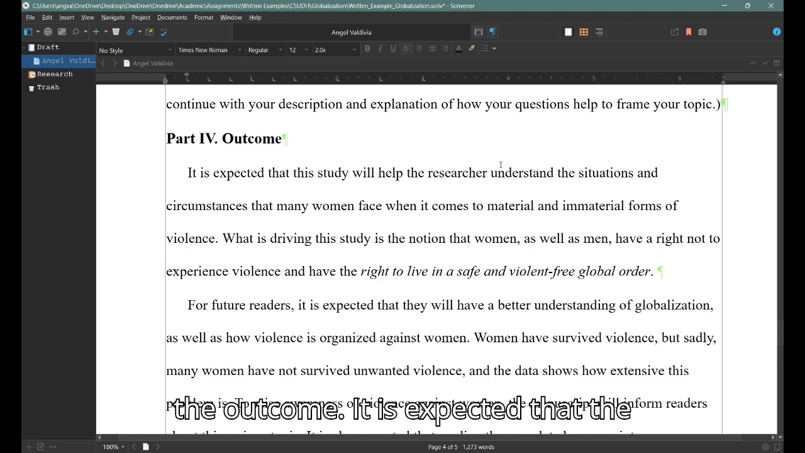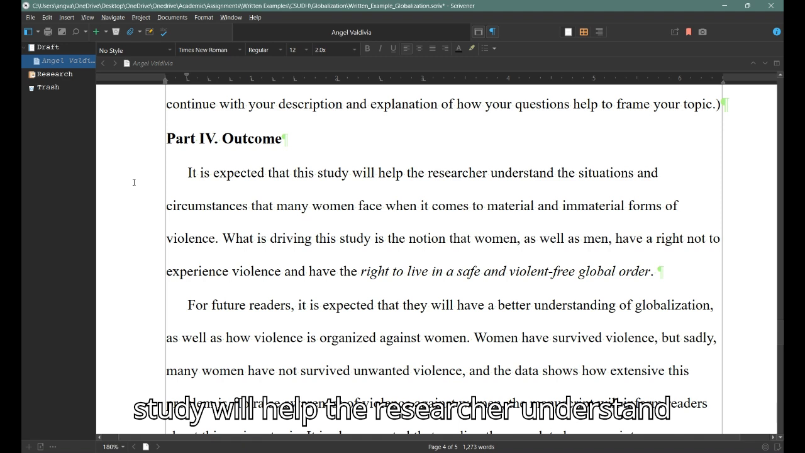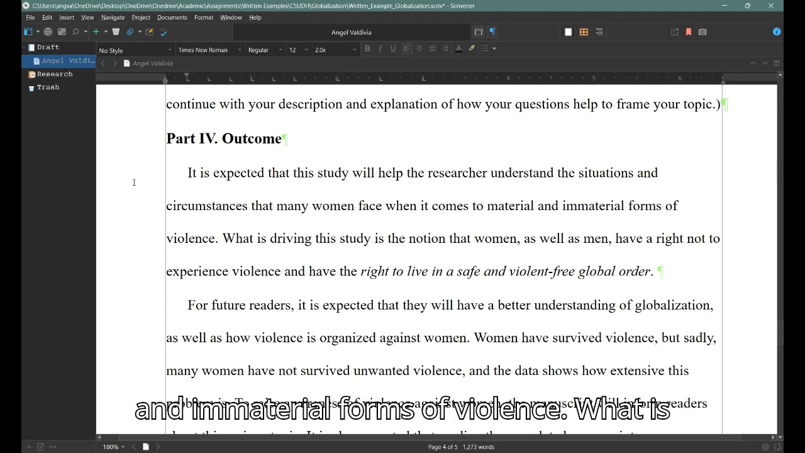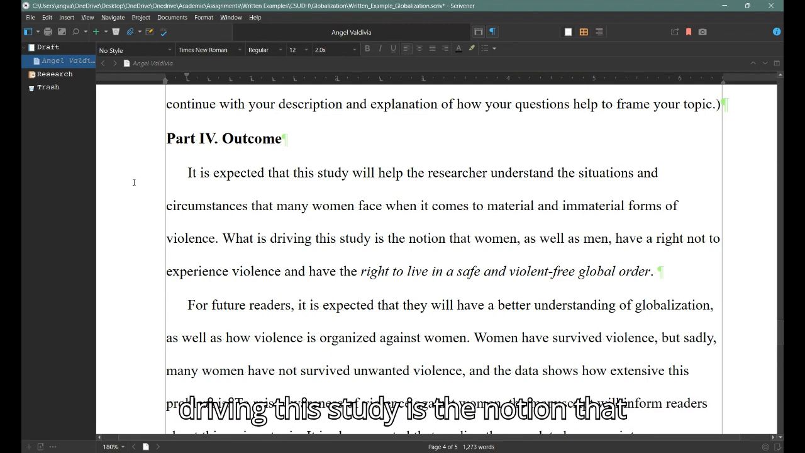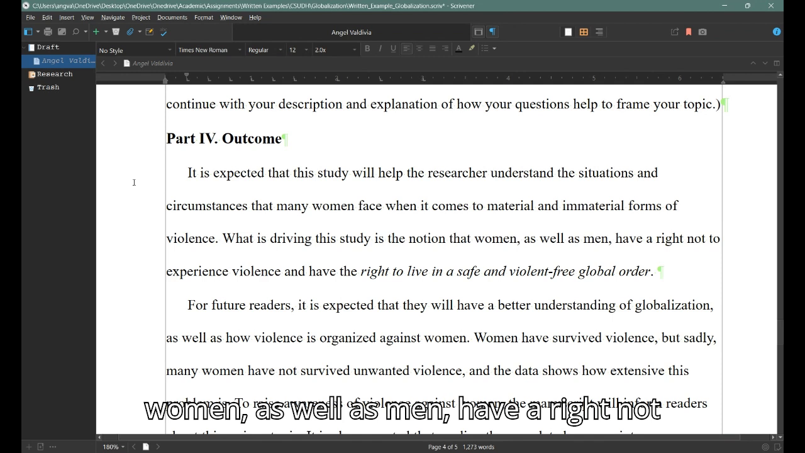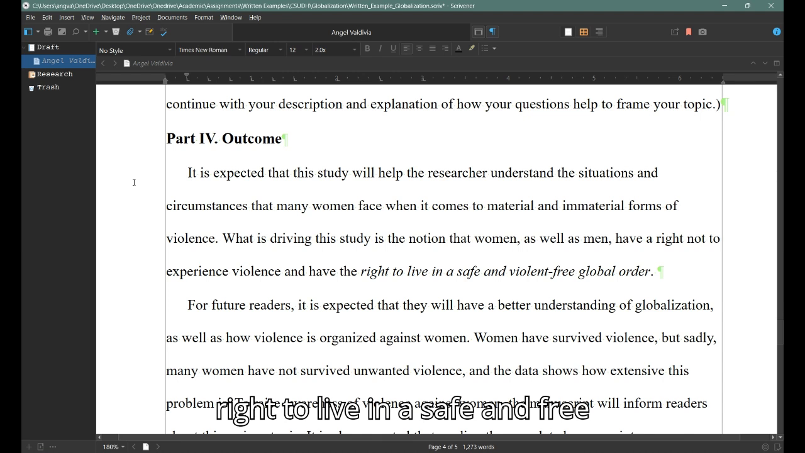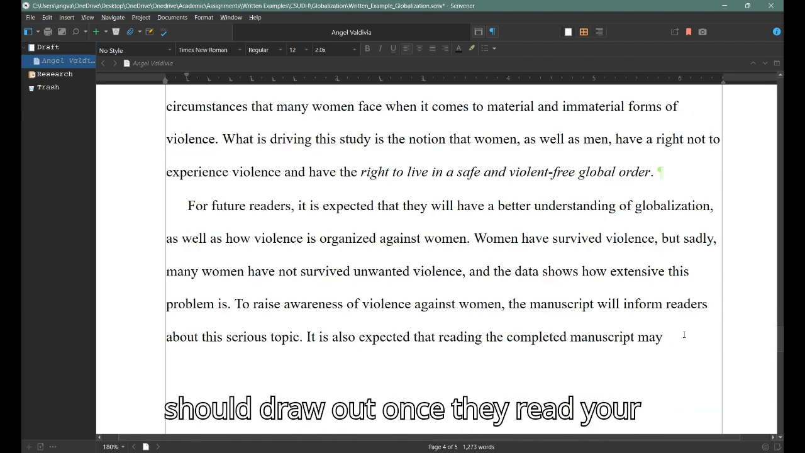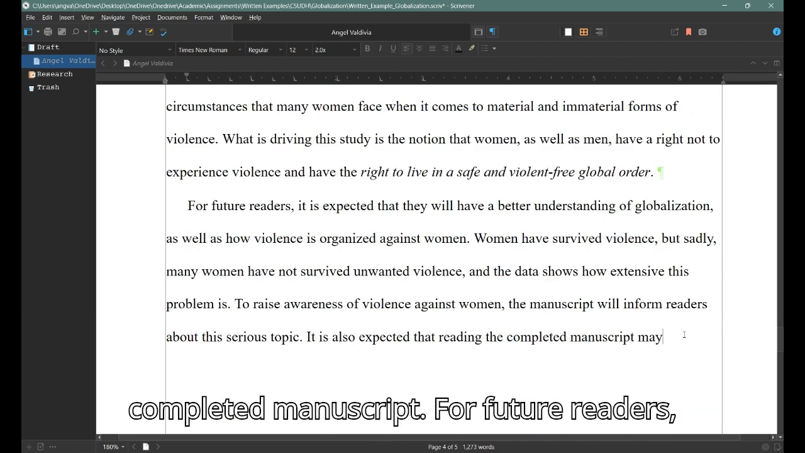So, part four, the outcome. It is expected that the study will help the researcher understand the situations and circumstances that many women face when it comes to material and immaterial forms of violence. What is driving this study is the notion that women, as well as men, have a right not to experience violence and to have the right to live in a safe and violence-free global order. And then the second paragraph is identifying what your reader should draw out once they read your completed manuscript.